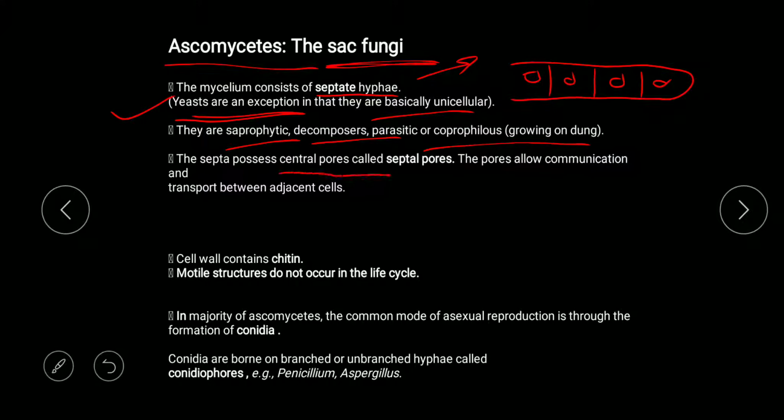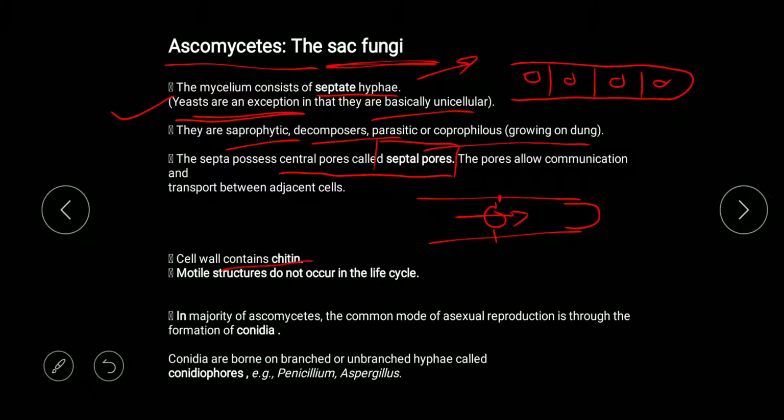Septa possess a central pore called a septal pore, and that allows communication or transport between the adjacent cells. So remember, suppose this is a hypha and this is a septum. Then the septum has a simple pore in it, and this simple pore allows cytoplasm transport between the adjacent cells but not the nucleus, so it is known as a simple pore septum. They can ask a question: simple pore septum is found in? It is found in Ascomycetes.